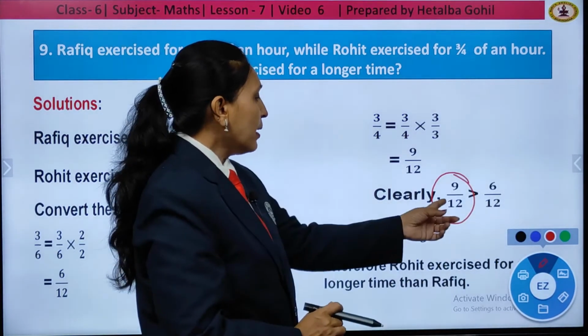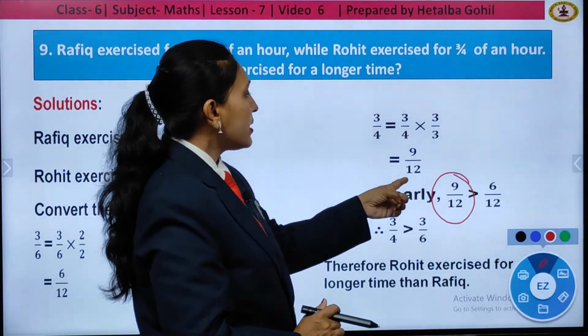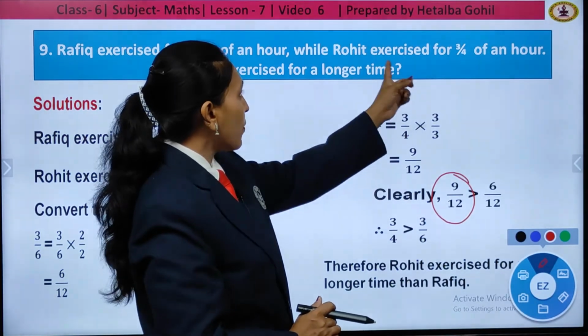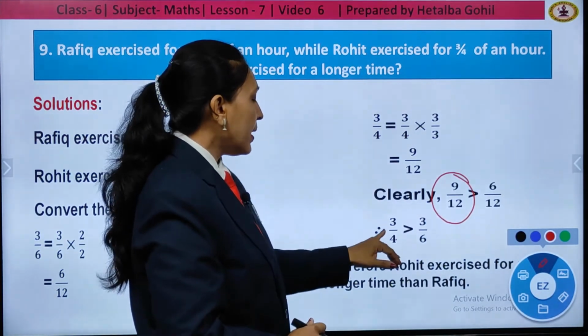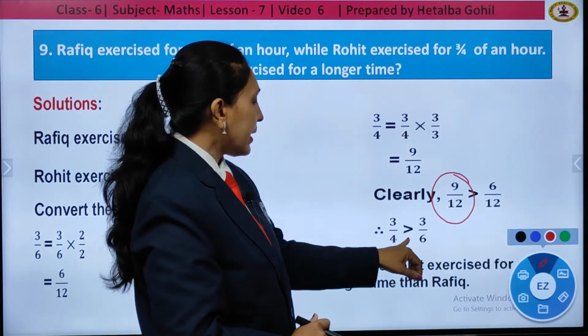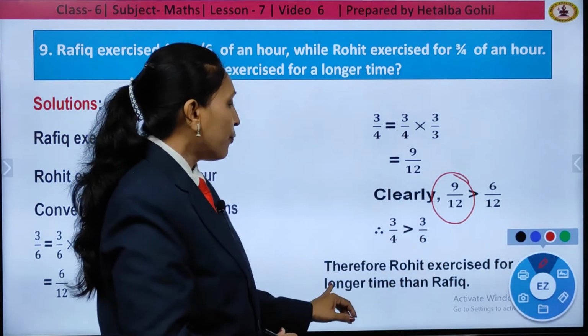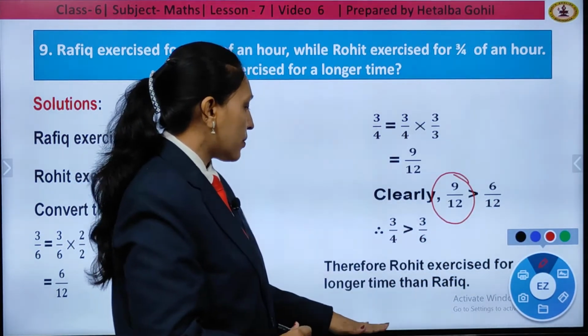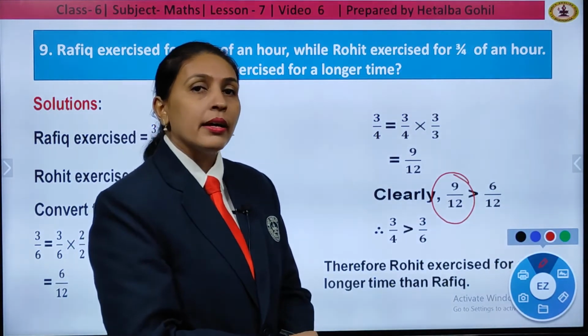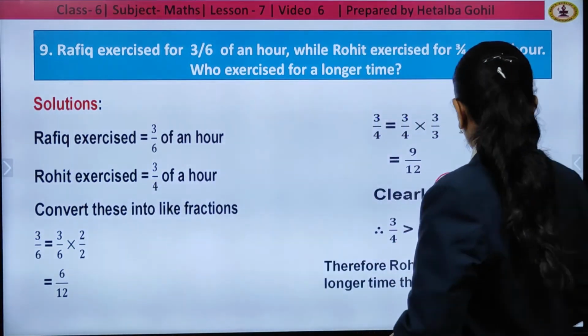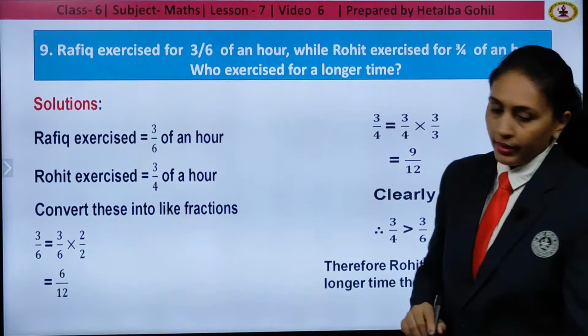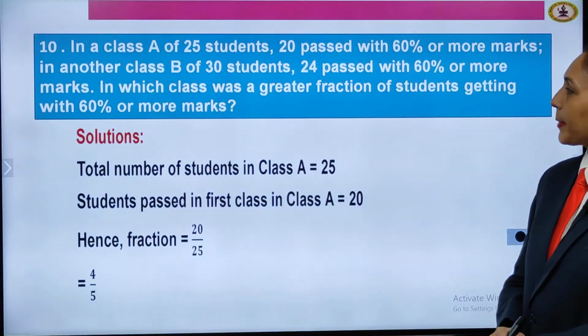That means 9 by 12 is whose, children? It is 3 by 4, which was of Rohit here. That means 3 by 4 is greater than 3 by 6. Therefore, Rohit has exercised for a longer time than Rafiq. Okay. Let us see what we have next.